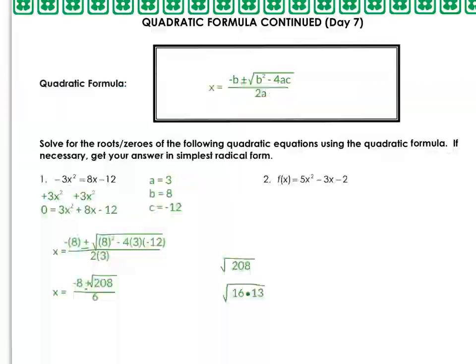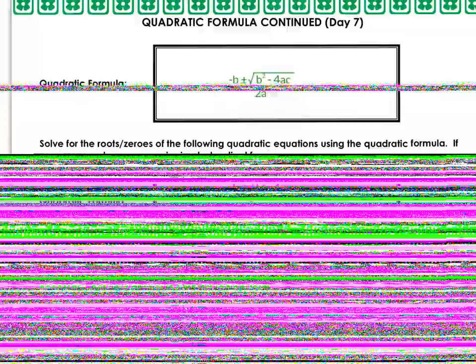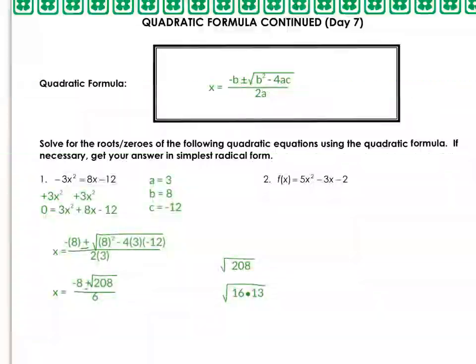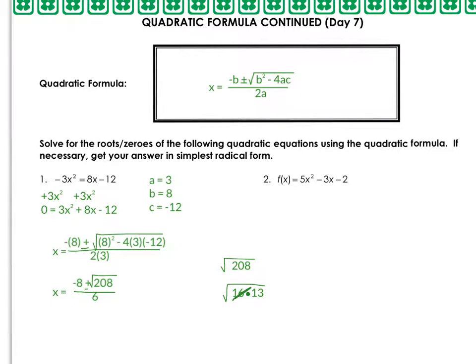So off to the side I wrote radical 208, which when we find the perfect square that goes in, remember we find 208 on the list of VIPs, and then we start dividing by the numbers previous until we find the biggest perfect square that does divide in, and it's 16. The square root of 16 is 4, so this becomes 4 radical 13, which I can then put back into my quadratic formula on the left. So then I have this negative 8 plus or minus 4 radical 13, all divided by 6.